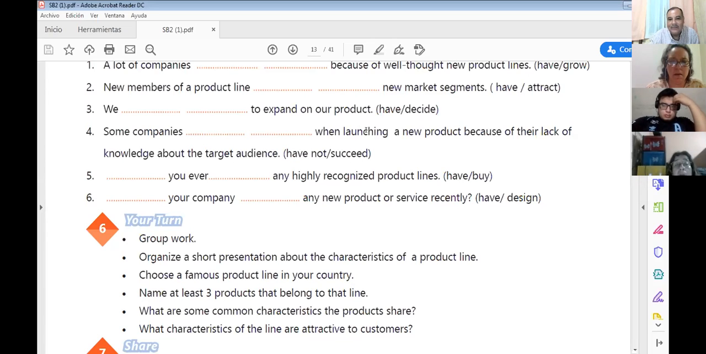Launching. You remember what is launching? El lanzamiento. Very good. And their lack. Lack of. What is the meaning of lack of? Lack of means escasez. Some companies haven't succeeded. What is the meaning of succeed? Éxito. Very good. So some companies haven't succeeded when launching a new product because of their lack of knowledge. It says, algunas compañías no han tenido éxito cuando hacen su lanzamiento de un nuevo producto porque la escasez de conocimiento acerca de target audience, acerca de su segmento de mercado. ¿Está claro ya?